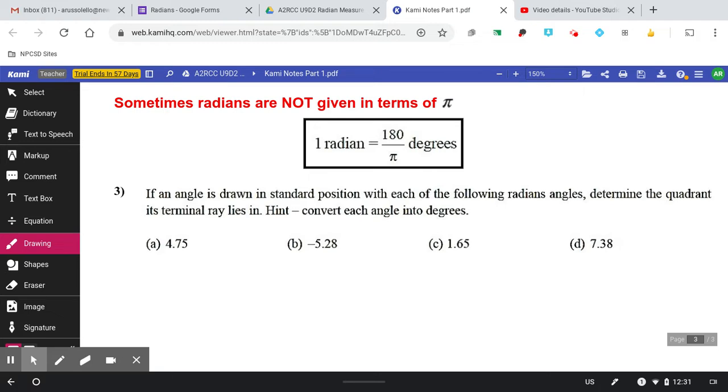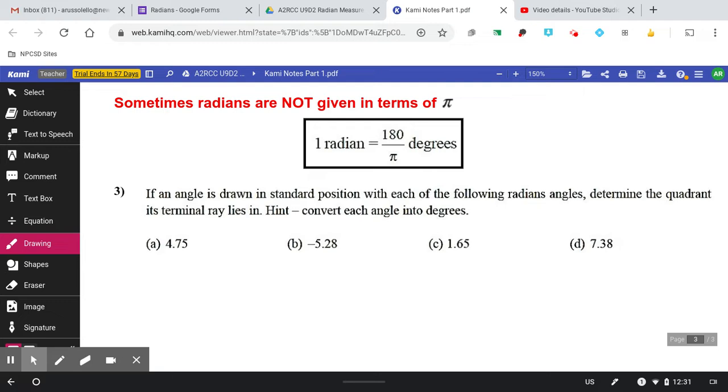Okay, so for instance, 2/3 pi would be 2/3 times pi. So that would be 2.1 radians. Okay, so you can have radians not in terms of pi.